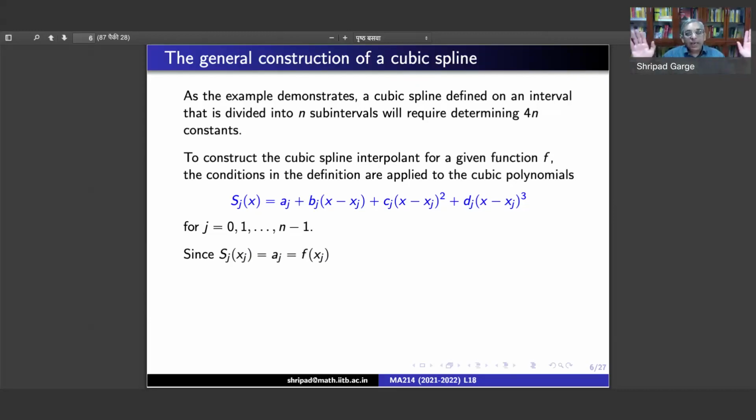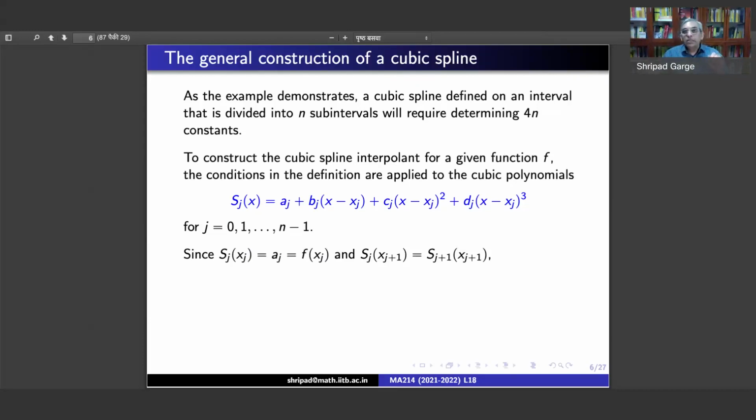So the aj's are all determined straight away. Out of the 4n constants that were to be determined, you have determined the n constants right away. And moreover, you also know that sj of xj plus 1. So your cubic polynomial sj is valid from xj to xj plus 1.